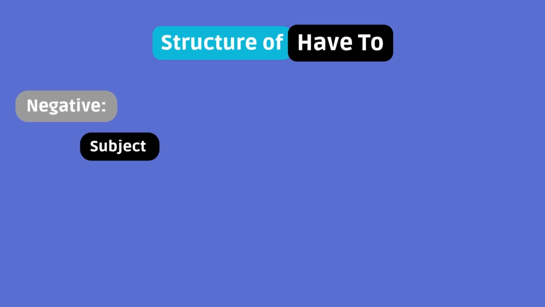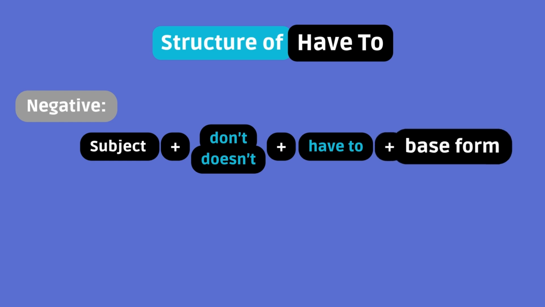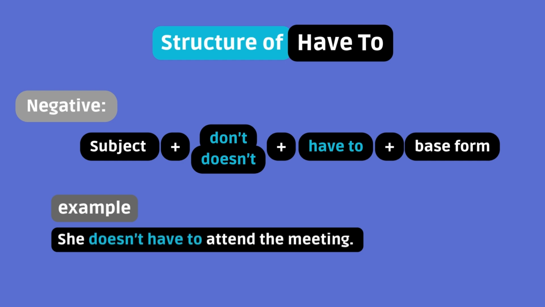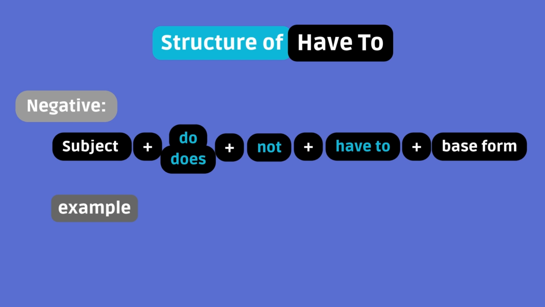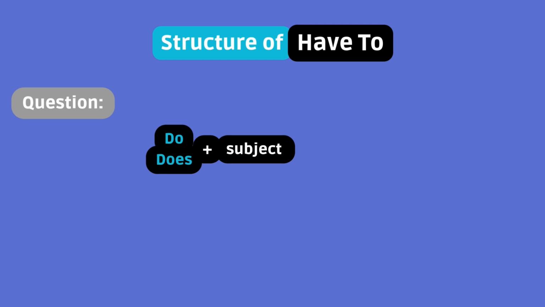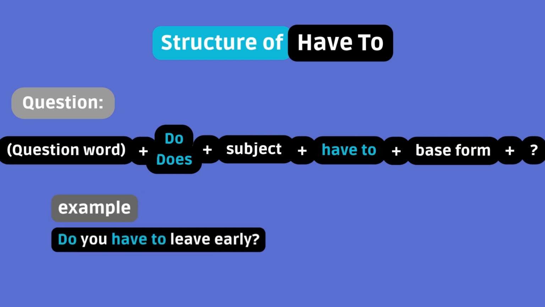Negative, subject plus don't or doesn't plus have to plus base form. Example, she doesn't have to attend the meeting. If the contraction is not your thing, go without. She does not have to attend the meeting. Question, do or does plus subject plus have to plus base form. Example, do you have to leave early?